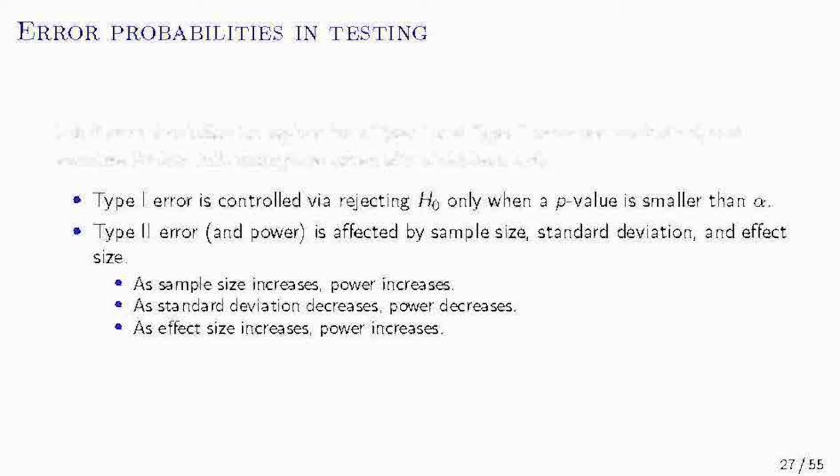We control type 1 error, which is incorrectly rejecting the null, by only rejecting when a p-value is smaller than alpha. So we control that by our choice of alpha. Type 2 error and power of the test are affected by sample size, standard deviation, and effect size. As the sample size increases, power increases. As standard deviation increases, power decreases. As effect size increases, power increases.